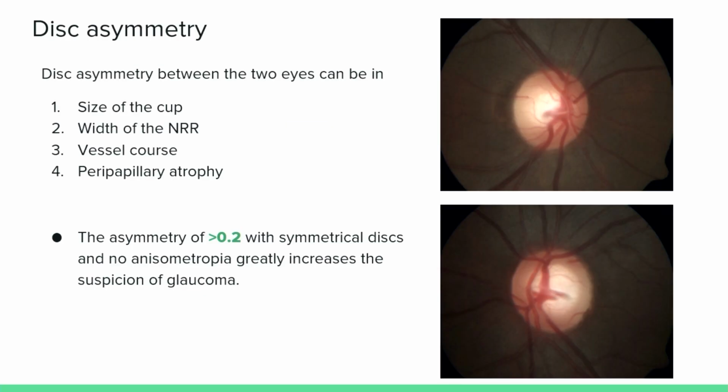Now moving on to disc asymmetry. Disc asymmetry between the two eyes can be because of variation in size of the cup between the two discs, the width of NRR, the vessel course, and due to the peripapillary atrophy. Asymmetry of more than 0.2 with symmetrical disc and no anisometry greatly increases the suspicion of glaucoma. It means asymmetry of the cup disc ratio of 0.2. But for that, the disc sizes should be symmetrical. If one disc is larger than the other, then that may not have much value.